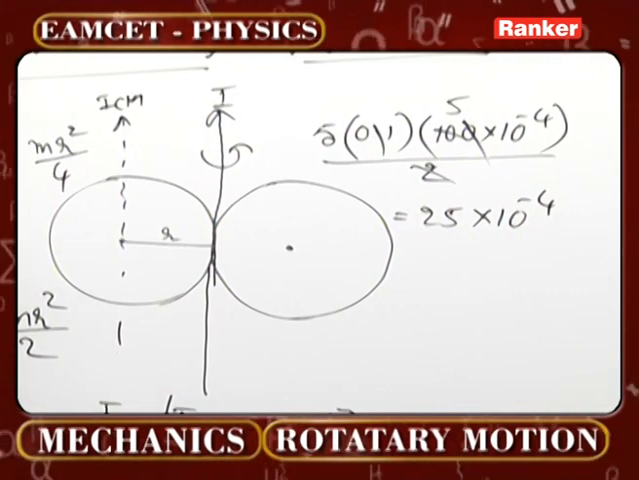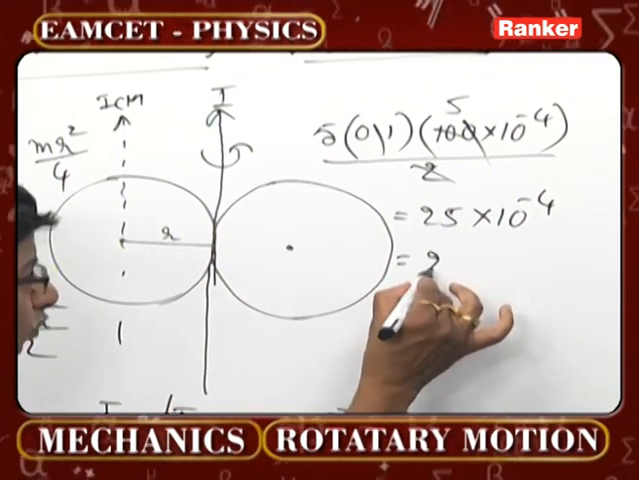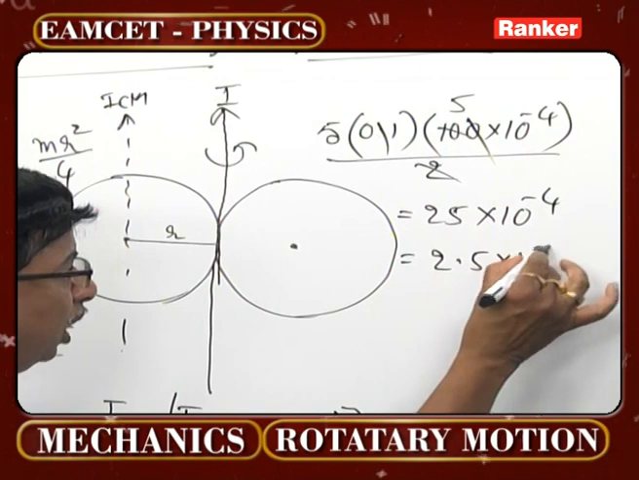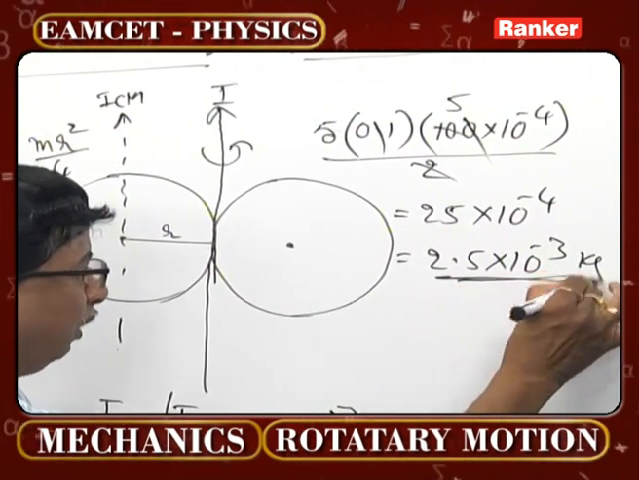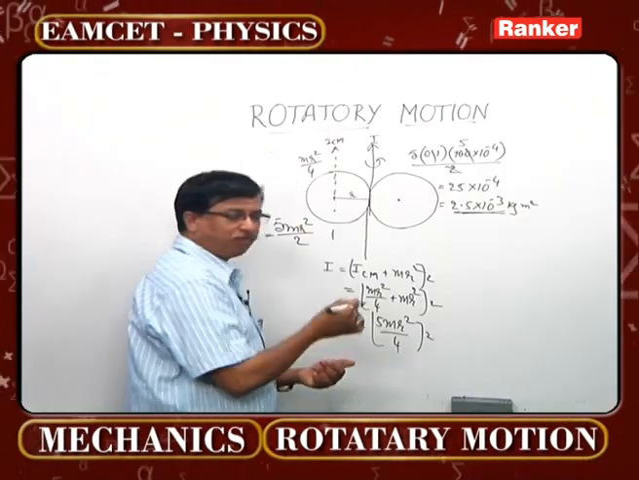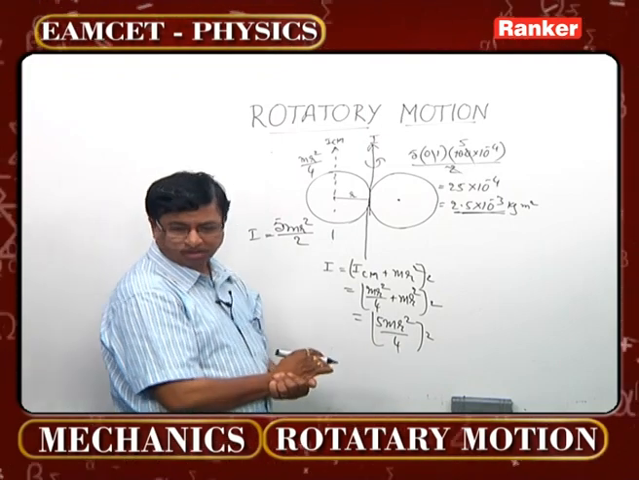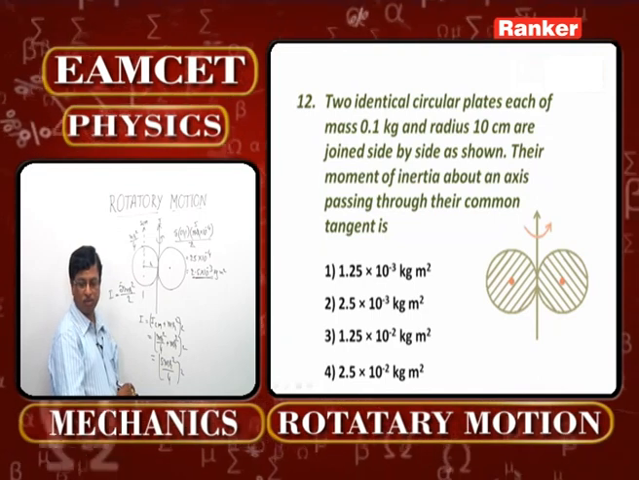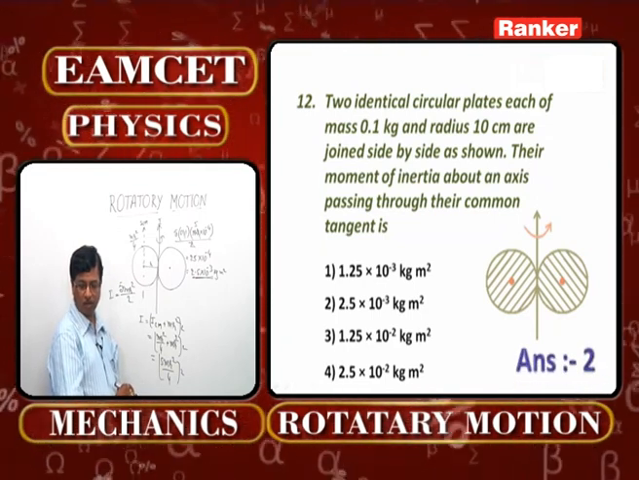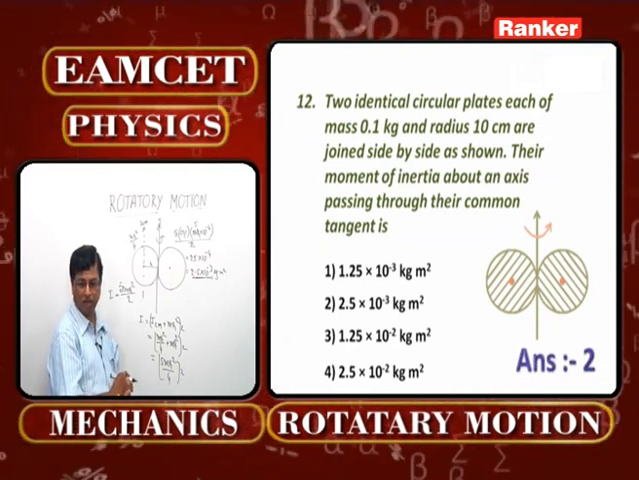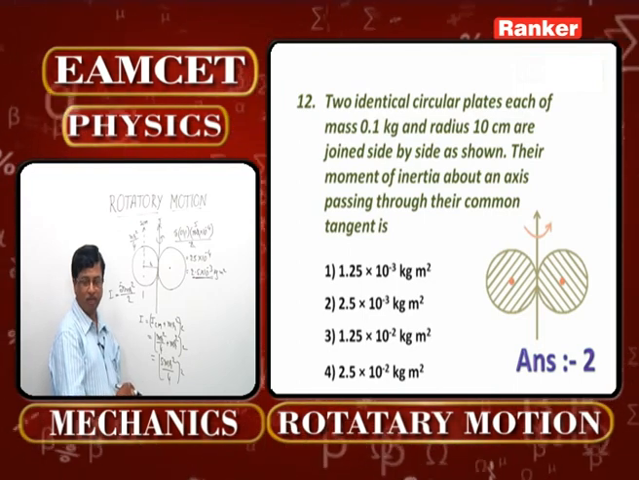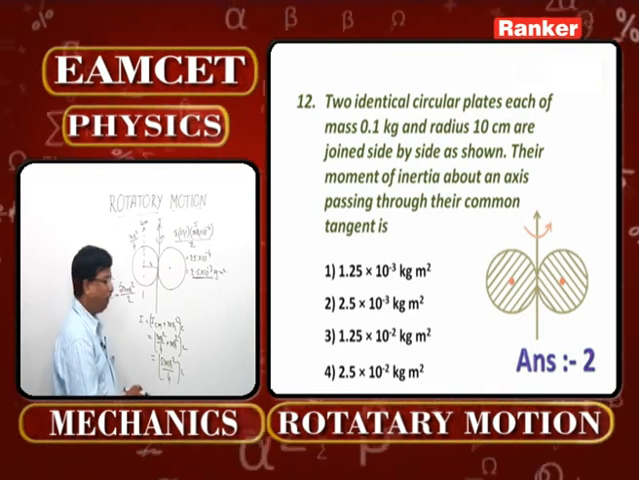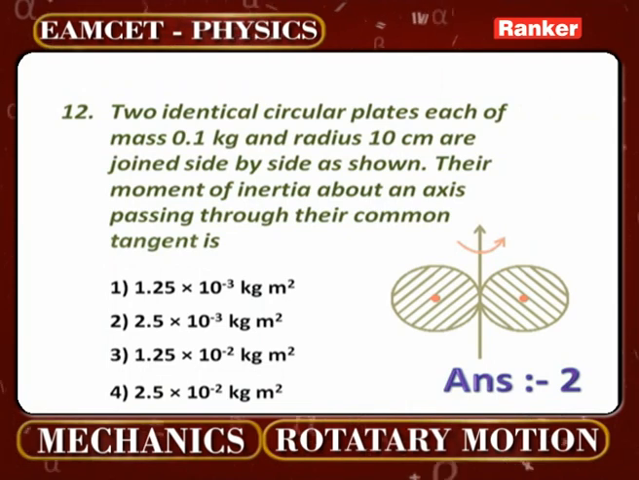That is the value. But it has been given in the problem 2.5 into 10 power minus 3. This is kg meter square. This is the corresponding moment of inertia. So if you look at the second option is supposed to be the correct option for this particular question. Look at that one, 2.5 into 10 power minus 3 kg meter square is the corresponding value there. Let us now take the next number, problem number 13.